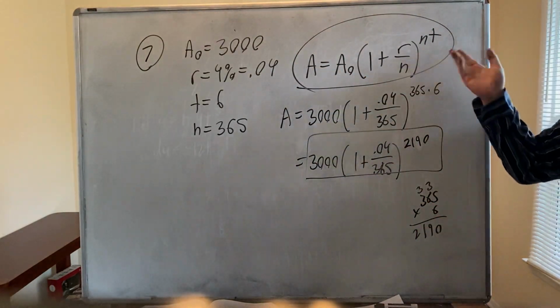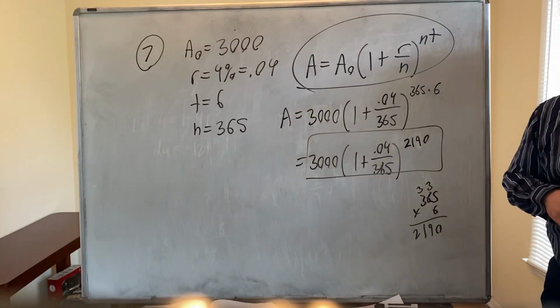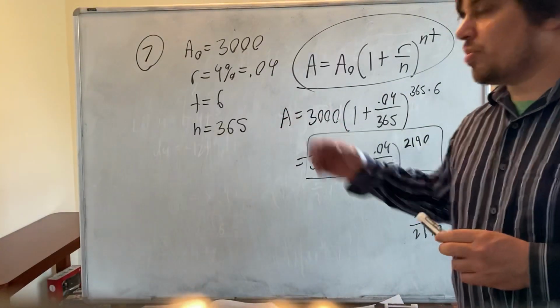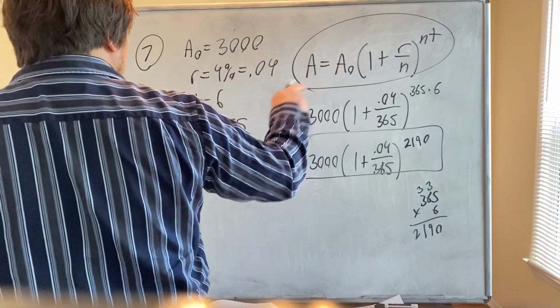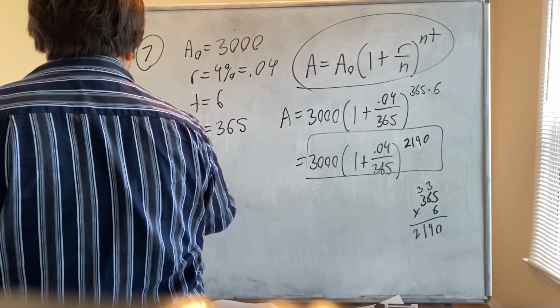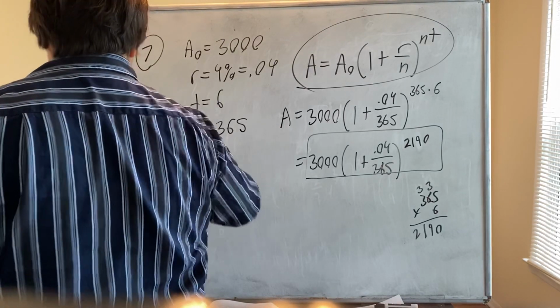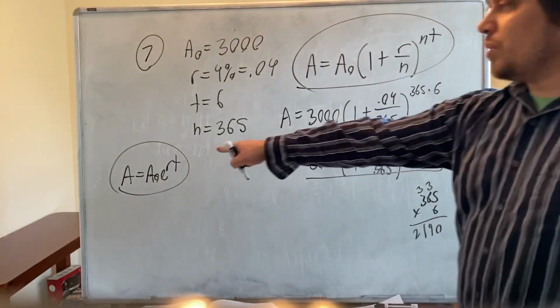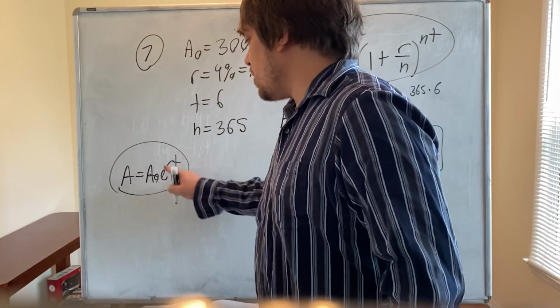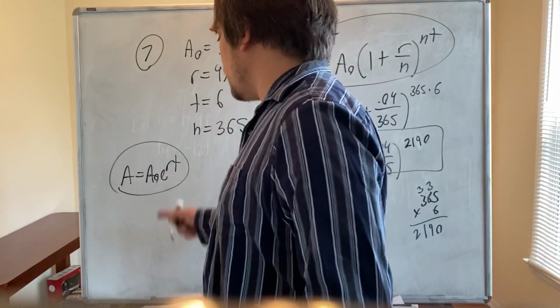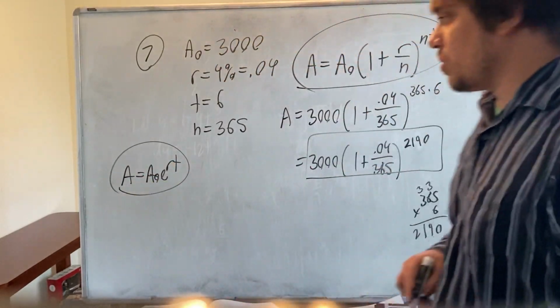Okay, so this is a compound interest question. It could also be continuous, right? That's for daily compounded interest. If the interest is compounded continuously, use this formula. Then the final amount A is equal to the initial amount A naught times e to the RT. T is the number of years, R is the rate of interest, A naught is the initial amount.